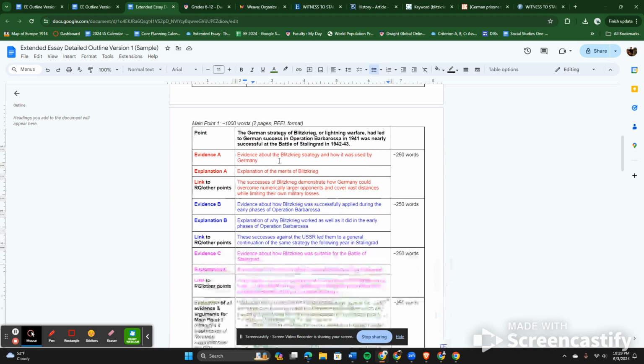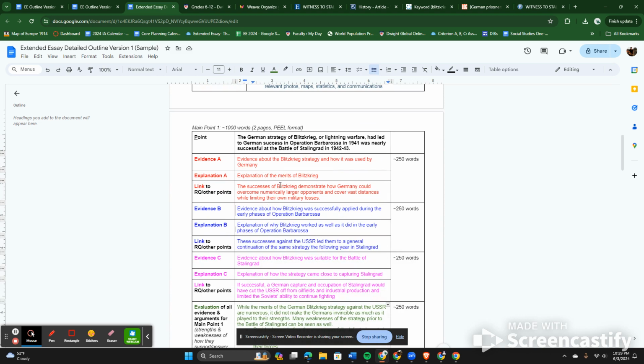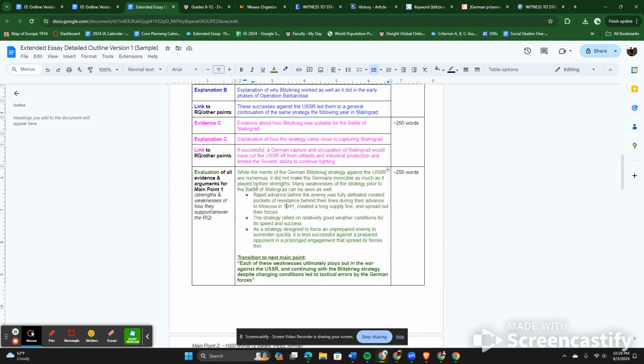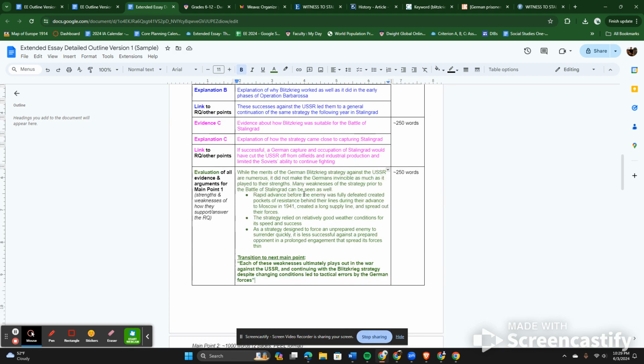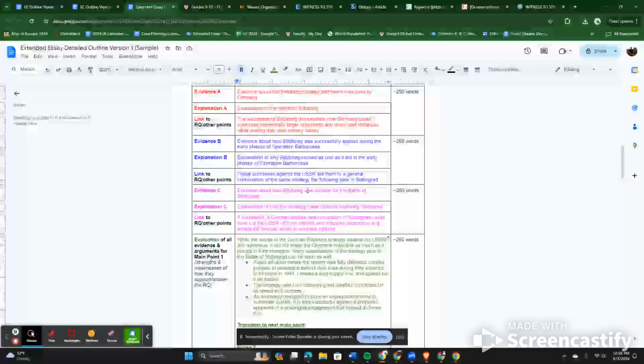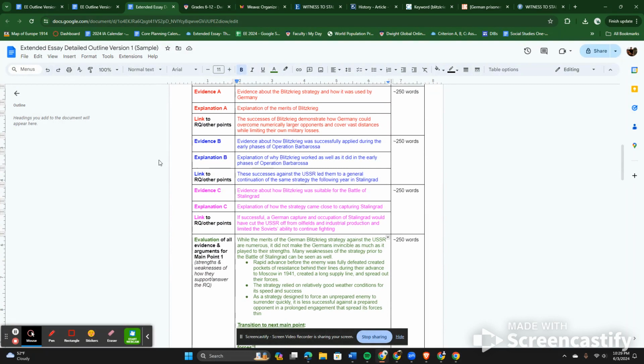So here I've evaluated this. I've spent all of this looking at how successful Blitzkrieg was for the Germans, how it played to their strengths, but ultimately it did have weaknesses, and we're going to see those come out. And I'm going to use that to transition to my next point here. Each of these weaknesses ultimately plays out in a war against the USSR, and continuing with the Blitzkrieg strategy despite changing conditions led to tactical errors by the German forces. So now I've come back to my research question. Okay, so again, I'm going to stop it here, stop this review of this example here.